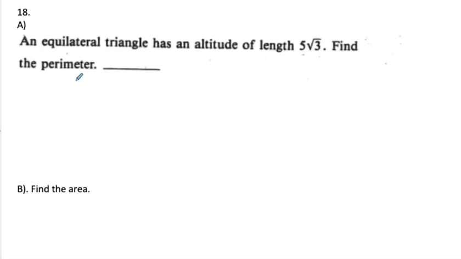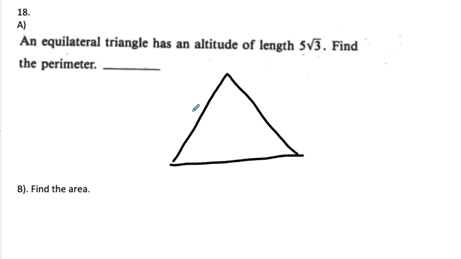Number 18, though, was similar to the one we did in class today. So I'm really hoping that you went back and looked at your notes. It says an equilateral triangle has an altitude of length 5 root 3. Find the perimeter. Pretty similar to what we did. So equilateral triangle, the first thing I'm going to do, write a triangle, mark all 3 sides, and label all 3 angles with 60 degrees. Draw in my altitude. So my altitude is the perpendicular segment. That's going to bisect this angle, making it 30 and 30.